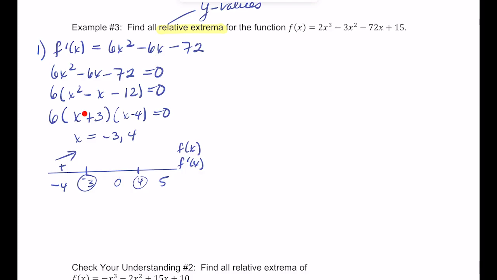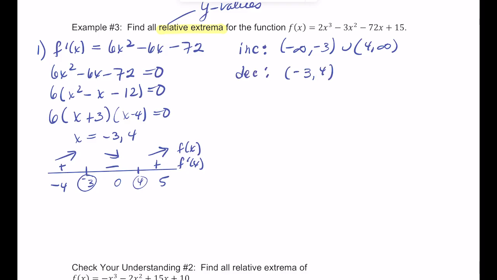If I plug in 0, I get a positive times a negative times a positive, which is a negative. So in that interval, from -3 to 4, my function is decreasing. And then when I plug in 5, I get all positives. So in the interval from 4 to infinity, I know that my function is increasing again. Okay, so I know that it's increasing from -infinity to -3 and from 4 to infinity. And then I know it's decreasing from -3 to 4.